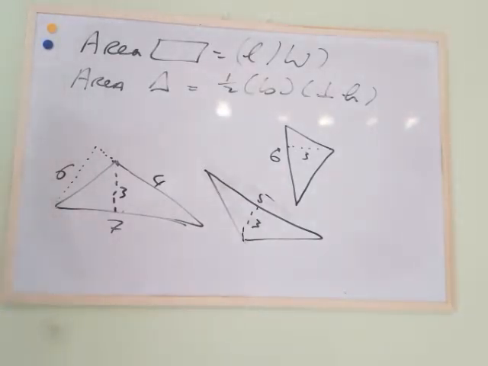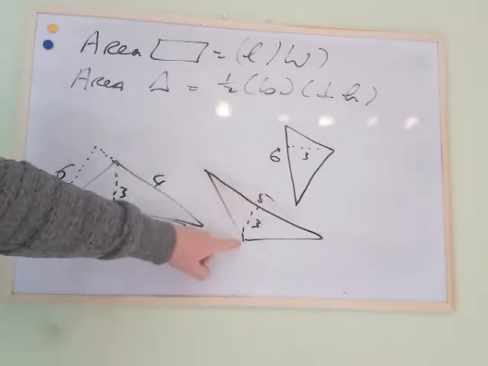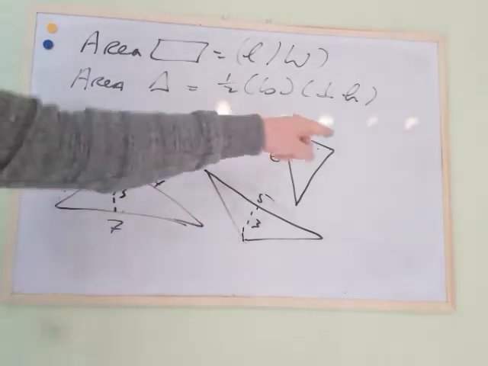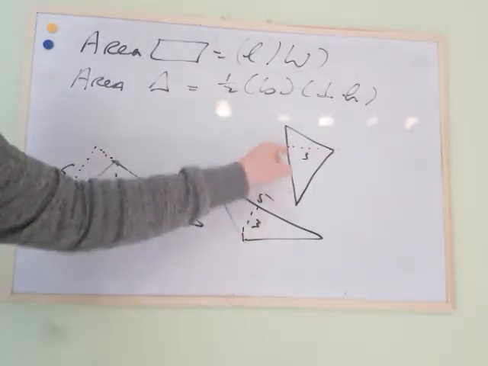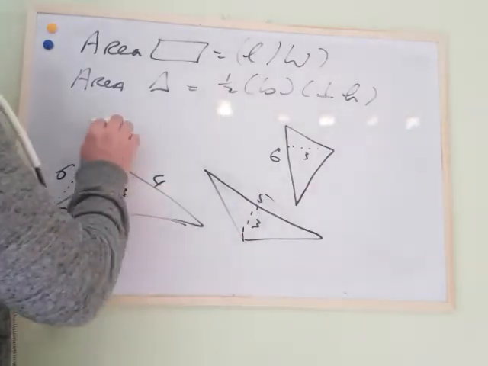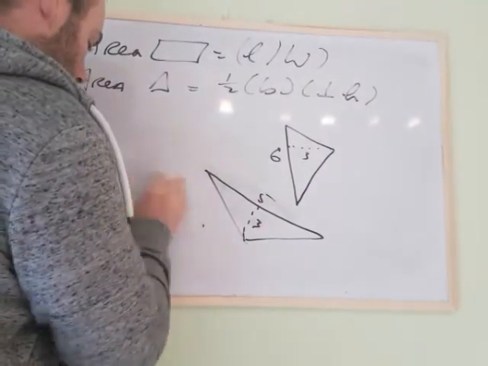So that's what we mean by base. It's not that there's one side that's correct. Any side can be the base of your triangle. You then just get your perpendicular height from getting a right angle, going up to the opposite corner from that side that you've picked, okay? And that is it.